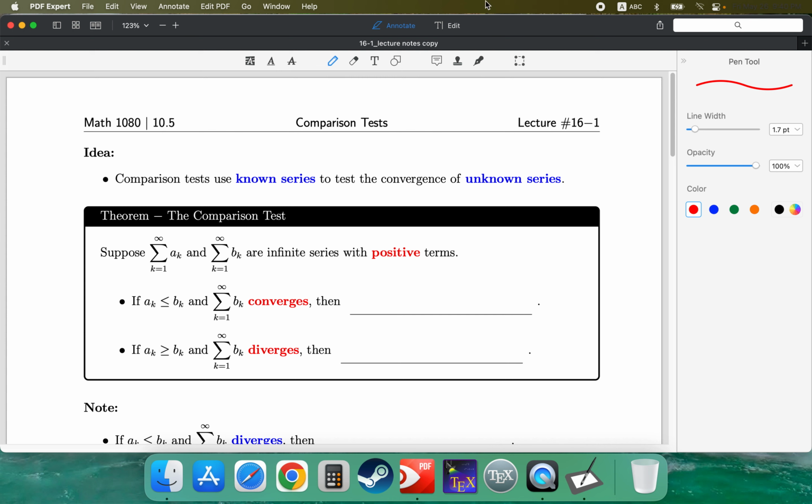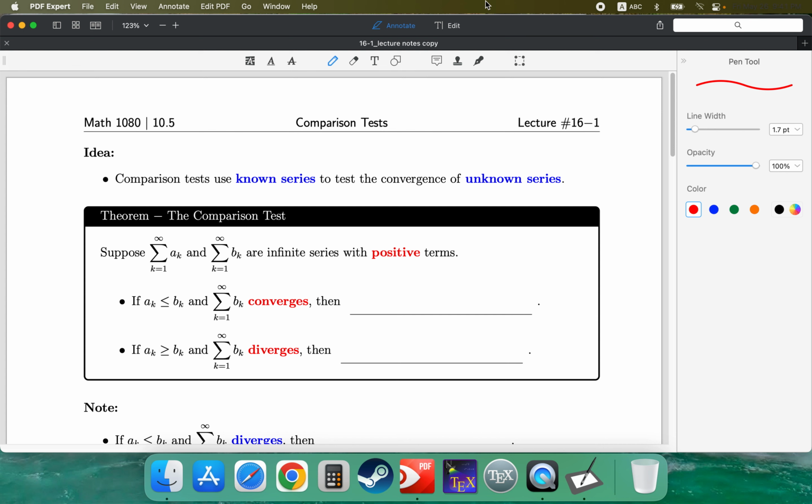Hello everyone. Today we want to talk about 10.5 comparison tests. There are two comparison tests in 10.5. In this lecture, we will talk about the direct comparison test. In the next lecture, we will talk about the limit comparison test.